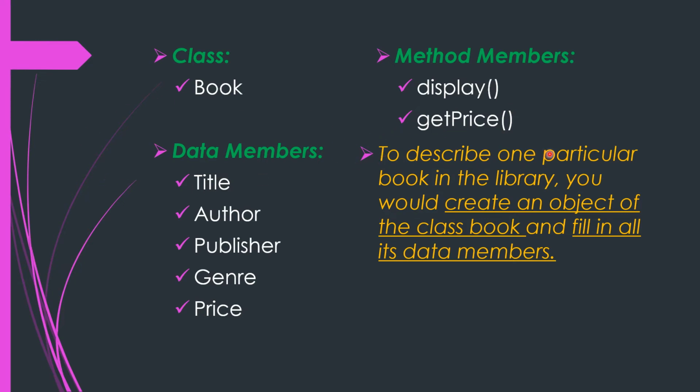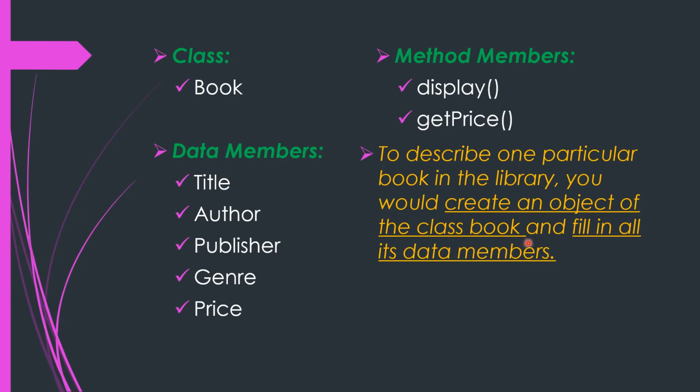To describe one particular book in the library, you would create an object of the class book and fill in all its data members. Now, we are going to describe one particular book. Means we want that in our library, we should be describing things about one particular book. So for this, what do we have to do? We have to create an object of the class book. We have our class as book. Now we would be creating an object. As I already discussed, what will the objects be? They will be like book 1, book 2, book 3 and so on. All these will be objects of the class book.